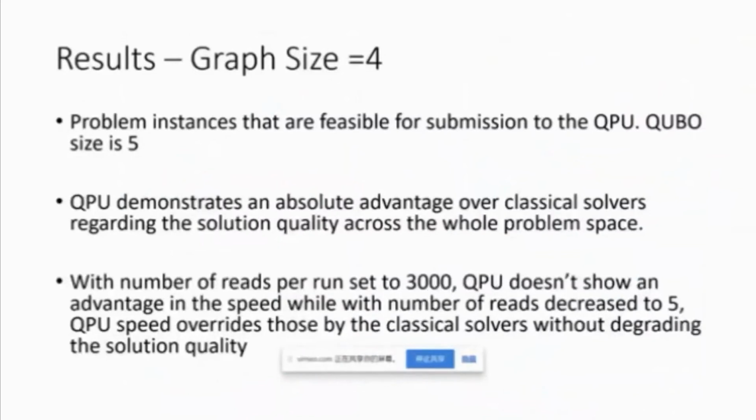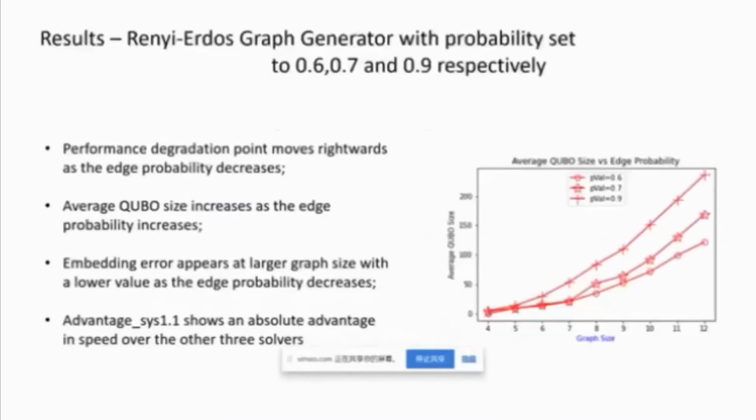The results are as follows. First, for the problem instances that are feasible for submission to the QPU, the QPU size is 5. The QPU demonstrates an absolute advantage over classical solvers regarding fast solution across the whole problem space. With the number of reads per round set to 3000, the QPU doesn't show a speed advantage, while with the number of reads decreased to 5, the QPU speed overrides that of the classical solvers without degrading the solution quality.